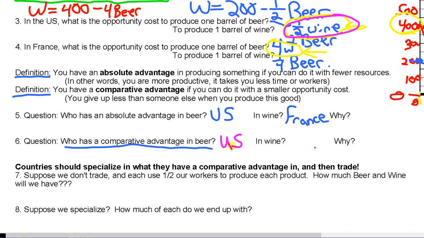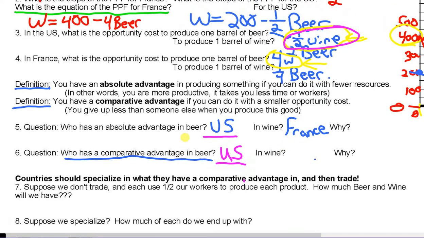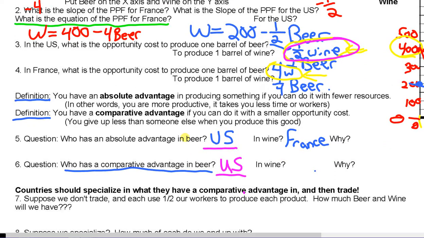Who has a comparative advantage in making wine? Well, it turns out to be France. Don't be fooled, though. The fact that the U.S. has an absolute advantage in beer does not necessarily mean we'll have a comparative advantage in beer, okay? And you're going to have a homework problem where this is not the case. But France has the comparative advantage in wine. Why? Well, their opportunity cost is less.